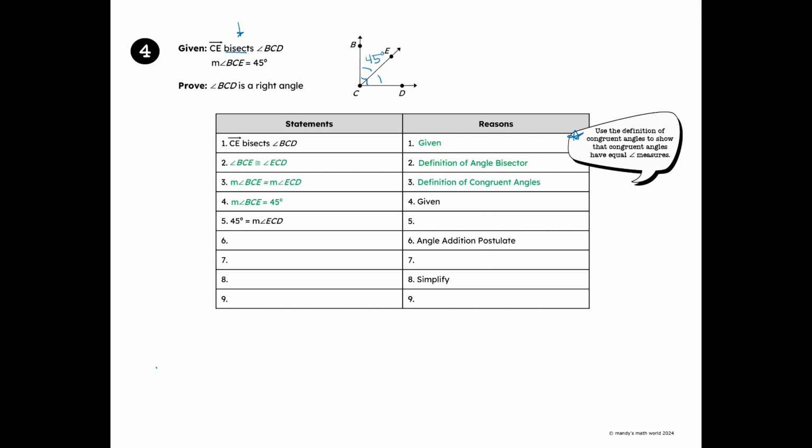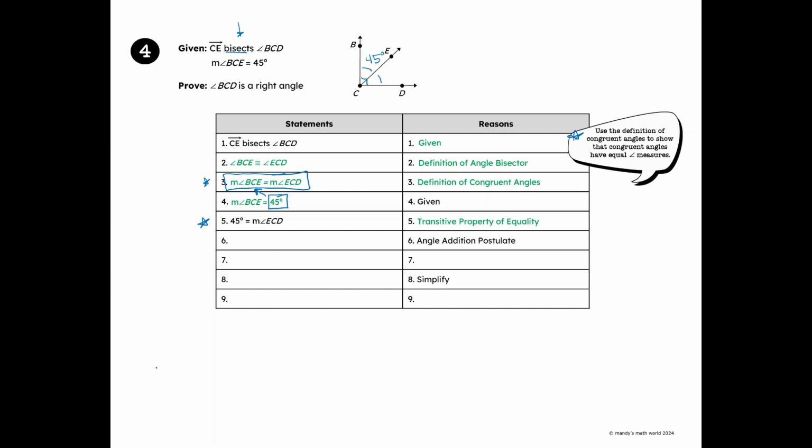Okay, look at step number 5. I'm sorry, there's a clue there. Well, how did we get from 4 to 5? Well, we've already stated up here that these angle measures are equal. And now we know that the measure of angle BCE is 45 degrees. So, can I replace that angle measure in that equation shown in step number 3 with 45 degrees? I sure can, and I can use the transitive property of equality to do that.